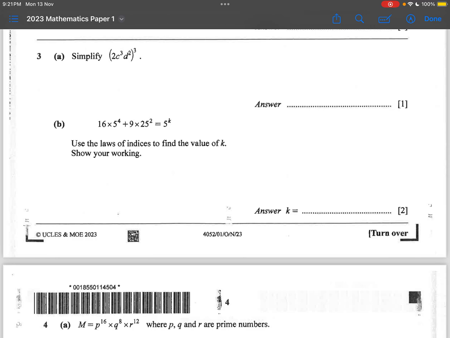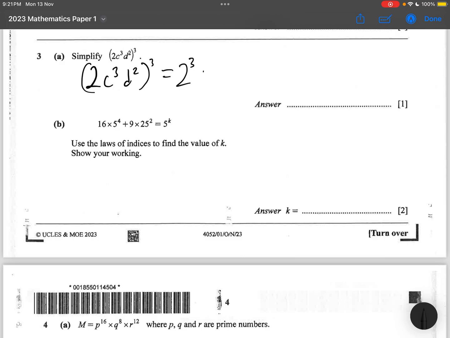Now 3a seems simple enough. We have to simplify this expression, 2c cubed d squared, all to the power of 3, and I'm going to use the distributive law for indices. I'm going to do 2 cubed and c cubed, bracket to a cube, and I'll do the same thing for d squared. 2 cubed gives me 8, c cubed gives me c to the power of 9, and d squared whole thing cubed gives me d to the power 6. And this is 3a. Seems simple enough.